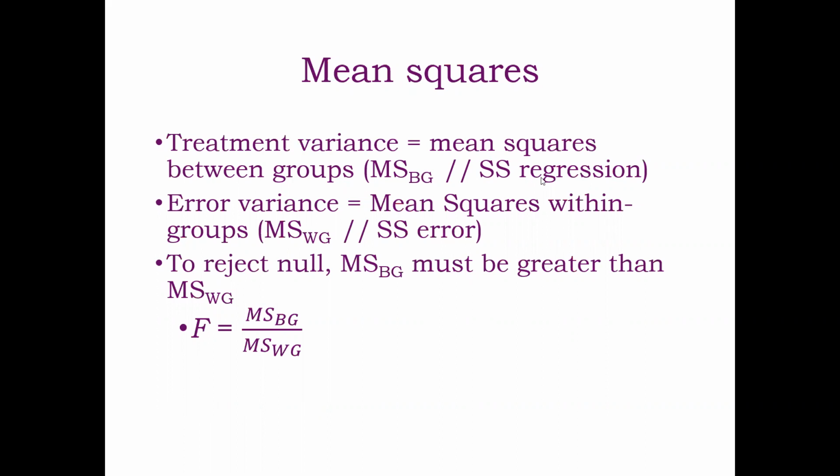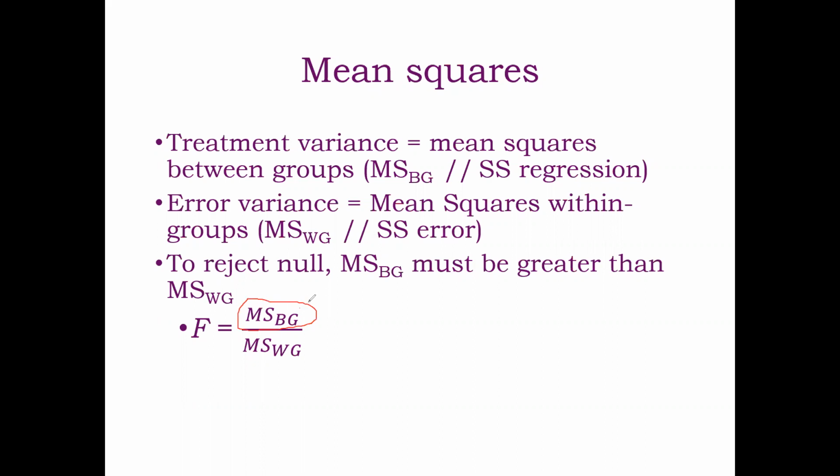This is very similar to sums of squares regression, except mean squares is actually the sums of squares between groups divided by the degrees of freedom between groups. Error variance, mean squares within groups, right? And this is just the sums of squares within group divided by the degrees of freedom within group. Okay, this is parallel or similar to sums of squared error in regression. To reject a null, your mean squares between group must be greater than your mean squares within group because this is your F statistic, right? The bigger the F statistic, the more likely it is you can reject the null.